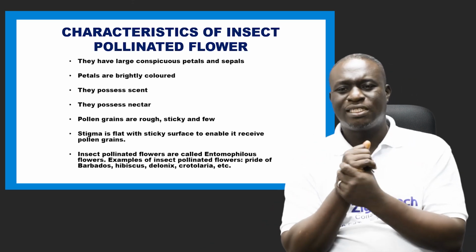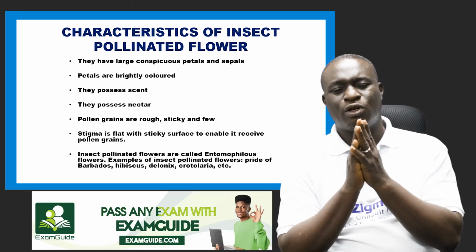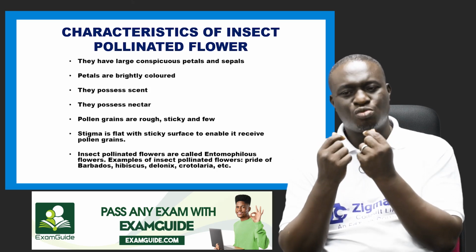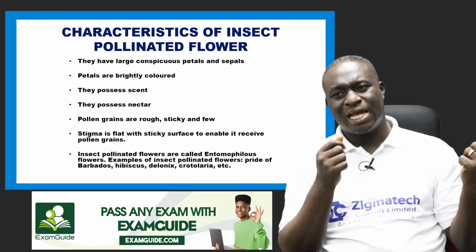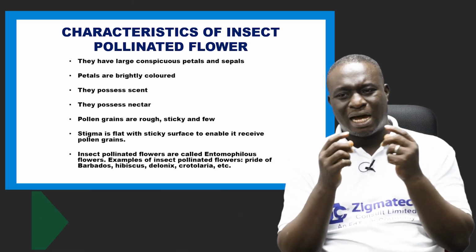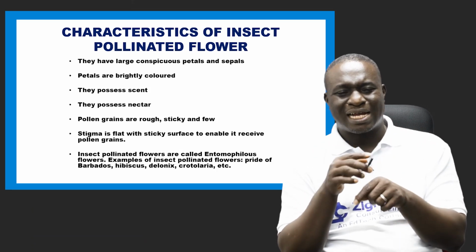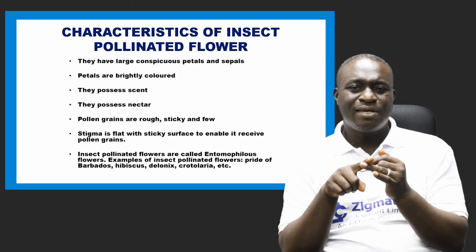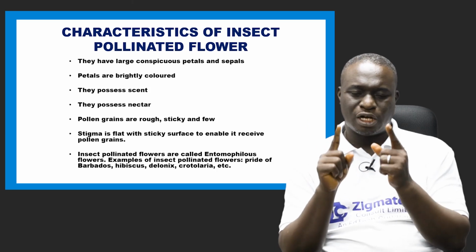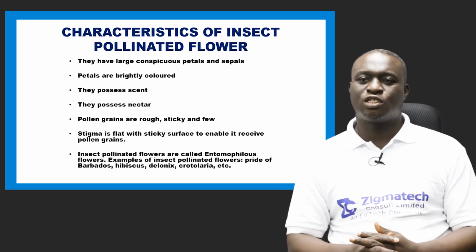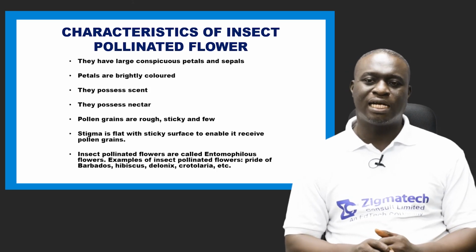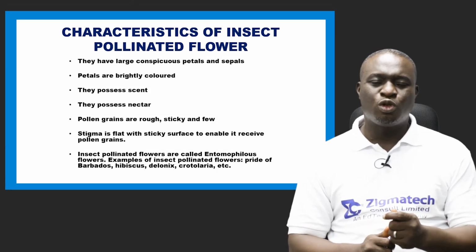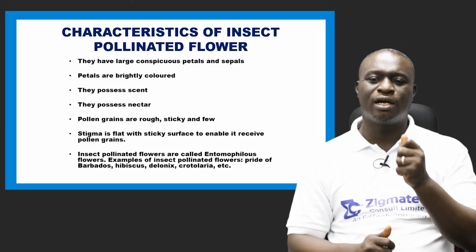Now, another important characteristic of insect-pollinated flowers is that the pollen grains are rough. They are not smooth, as we have seen in wind-pollinated flowers. They are rough and sticky so that they can stick to the bodies of these insects, and they are also few. The last characteristic of insect-pollinated flowers is that the stigma is flat with a sticky surface to enable it to receive pollen grains.